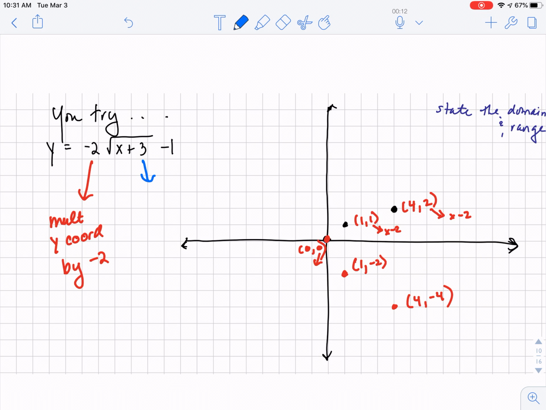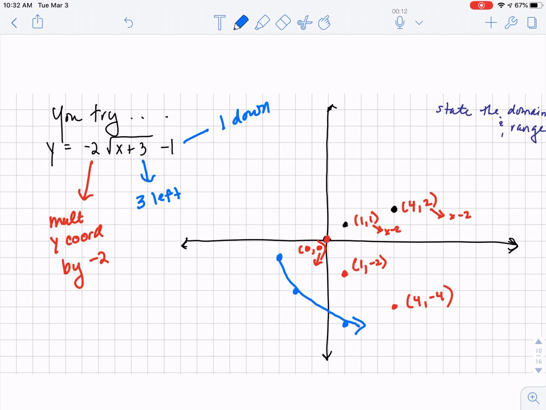This 3 right here would be 3 to the left, because it's under the radical, and it's a plus, and this -1 would be 1 down. So let's take each one of those red points and shift them 3 to the left and 1 down. So I'm going to take the first one, 0, 0, and shift 1, 2, 3 to the left and 1 down. The next red point, 1, -2, I'm going to shift 1, 2, 3 left and 1 down. And then the 4, -4 point, I'm going to shift 1, 2, 3 left and 1 down. And this right here is my graph.